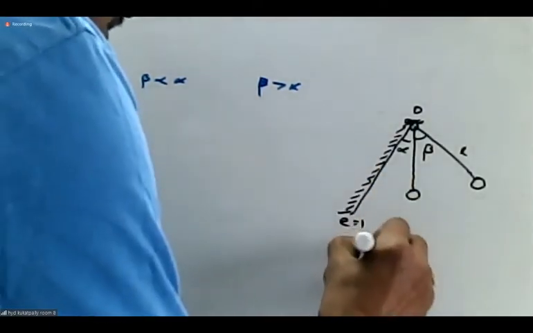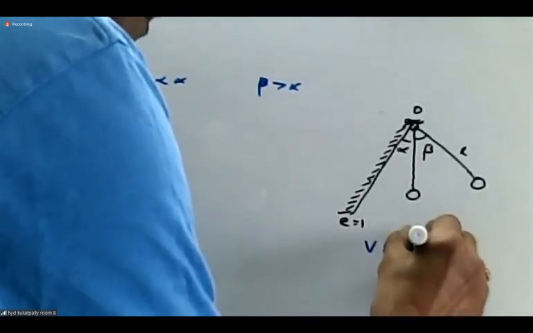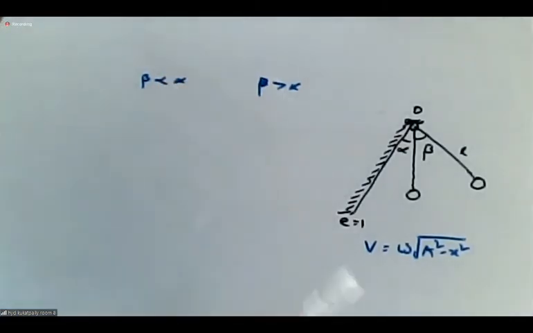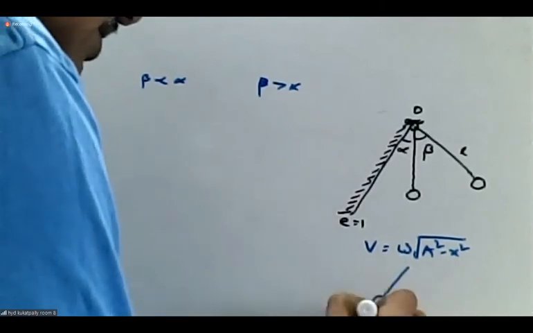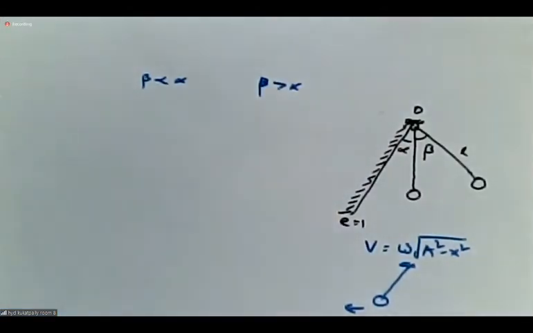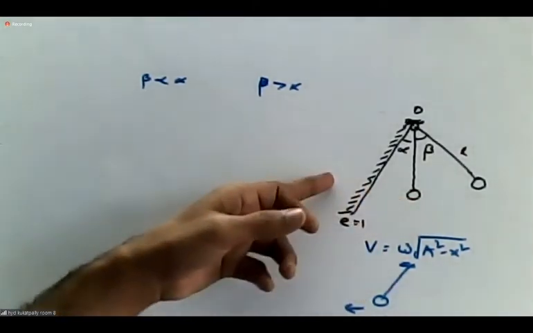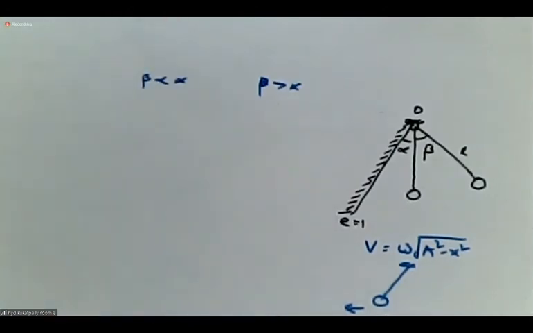Simple. In SHM, velocity is given by omega into root of a square minus x square. So at a given x, there is a given velocity. Whether it goes in this direction or in this direction, no matter, the magnitude of velocity at a given point is constant. So after hitting here with the same velocity, if it bounces, then it can be SHM. If velocity varies here, it cannot be SHM. That's why I gave e equal to 1. It has to be e equal to 1.